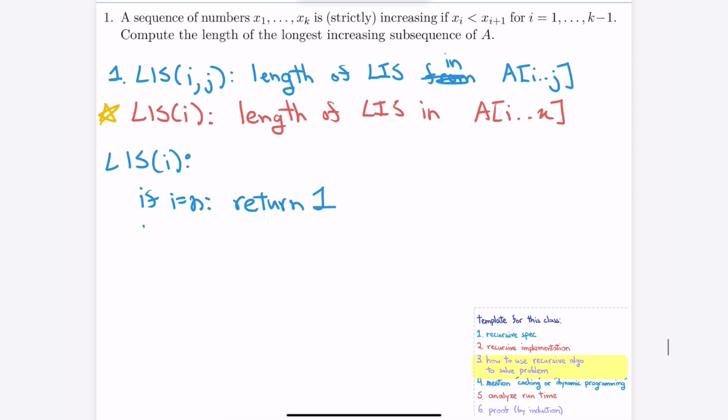Sometimes I'm just extra careful. Sometimes I also write if I is bigger than N, return 0. If it's past N, that's like an empty array. Okay, so those are our base cases. I agree. If there's one left, then the length of the longest one is 1. All right, so in the interesting case, I is less than N, there's at least 2 letters left.